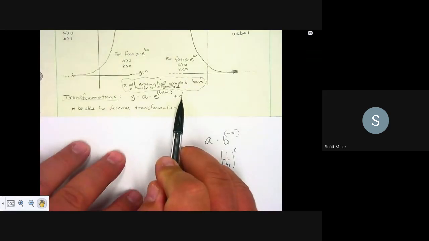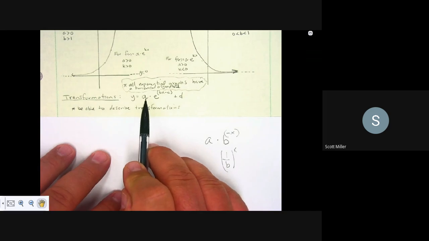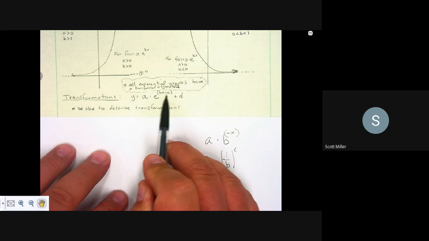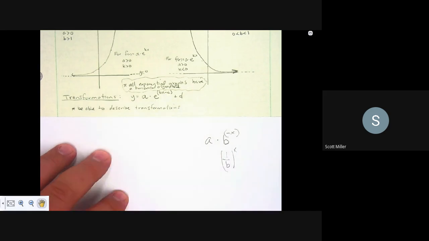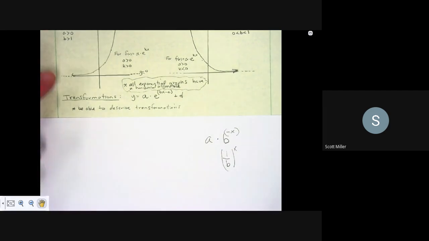plus D, up and down. A is your vertical stretches and shrinks. And if A is negative, then you have a reflection on the x-axis. And then the stuff B and C represent horizontal transformations. So part of what you're going to be asked to do is to identify transformations, and we'll do one of those examples at the end.